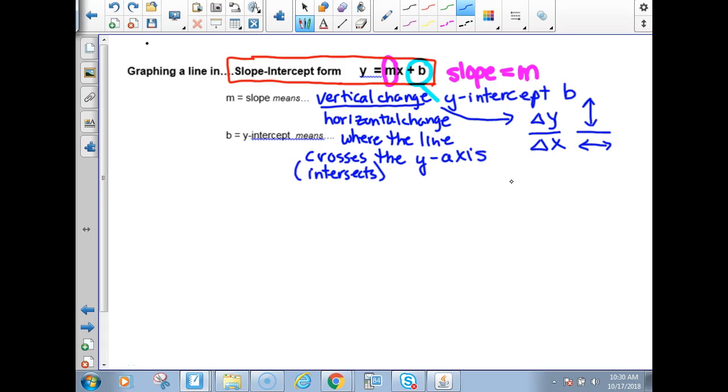All right, so for a little picture of that, the y-axis is the one going up and down. That would be where the line crosses the y-axis. It would be some point on that y-axis. That would be whatever b happens to be, and it could be positive or negative. That's where you put b, on the y-axis.